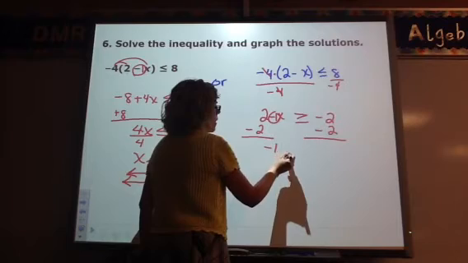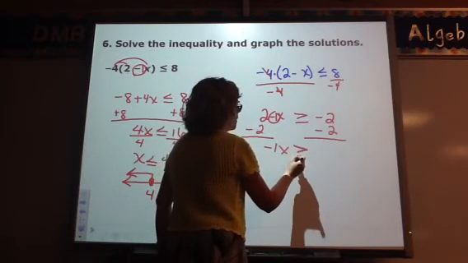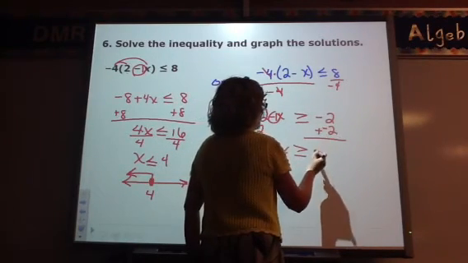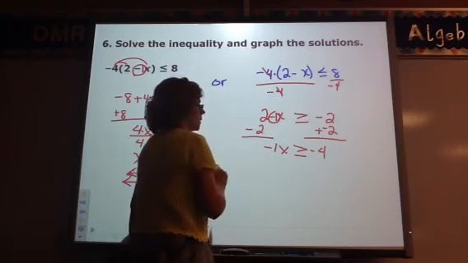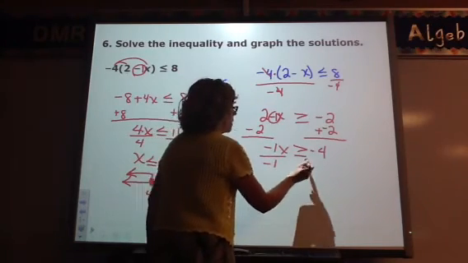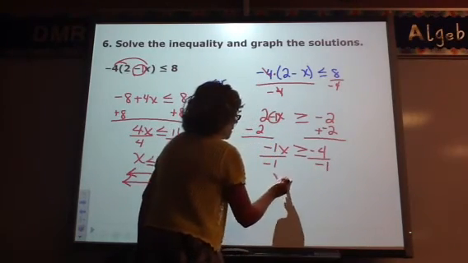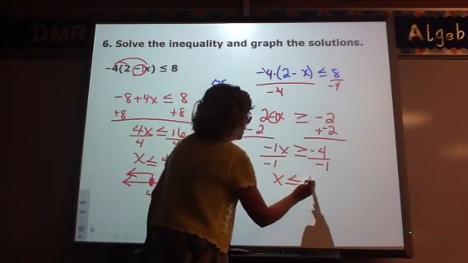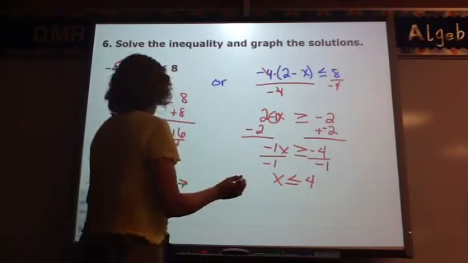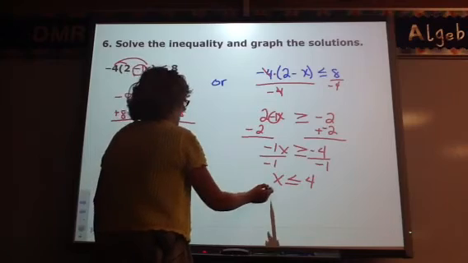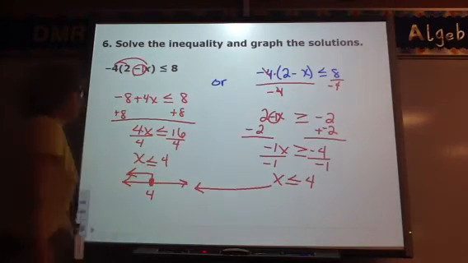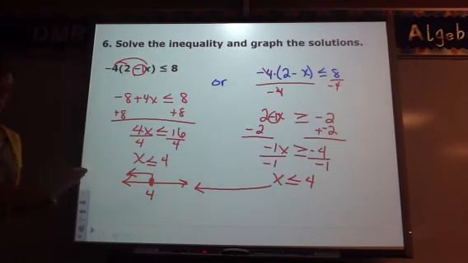Remember, this is a negative 1 right here. So I have negative 1x greater than or equal to negative 4. And then I have to get rid of that negative 1 by dividing by negative 1. So x, got to switch my inequality symbol back because I divided by a negative number, and I get the same solution. So you can do either one on that. I would prefer you practice the distributive property, but if you see it the second way, I'm okay with it also.